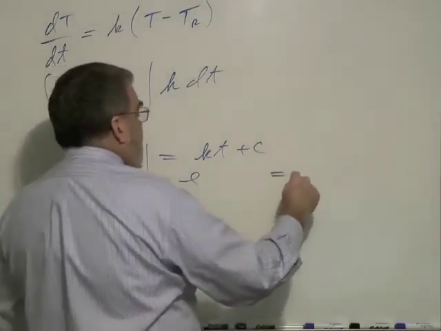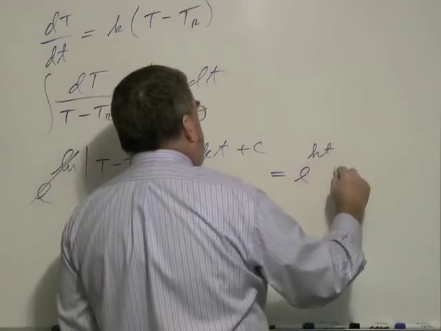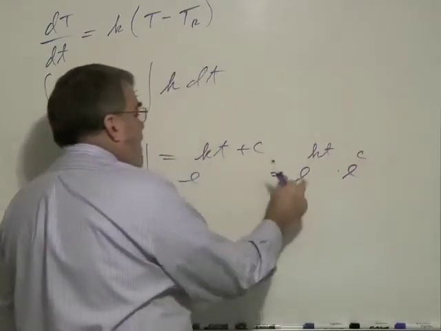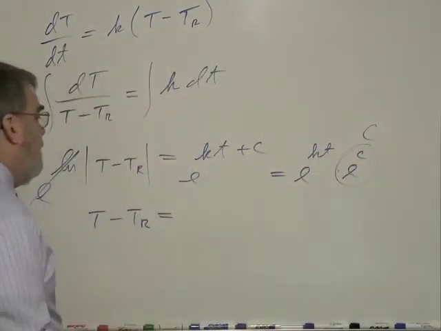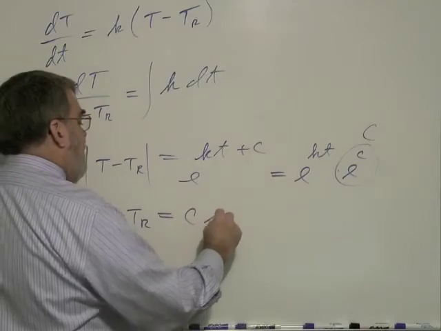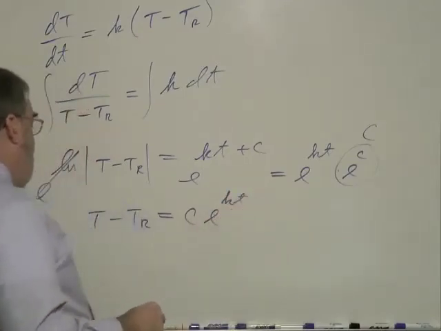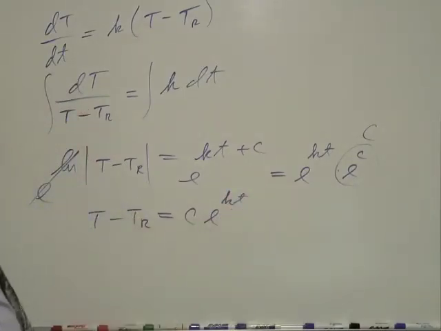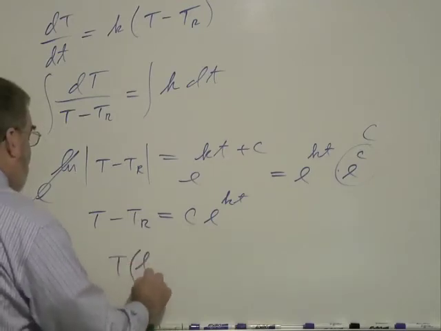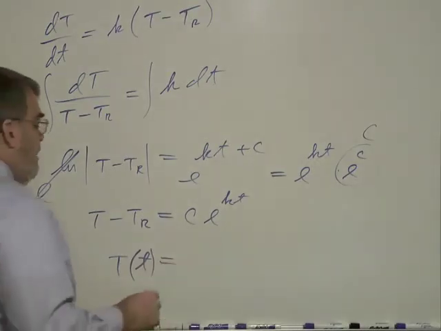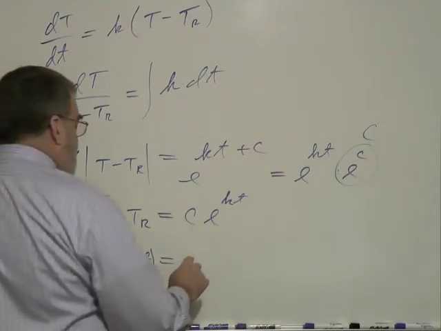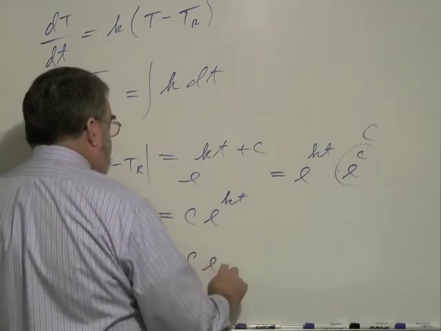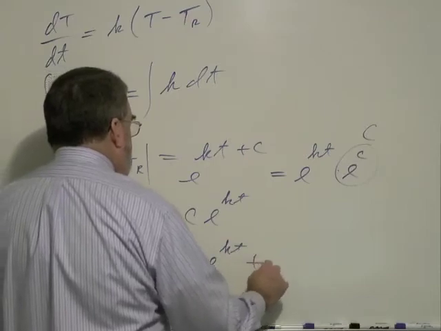And over here I'm going to do the usual thing. Look at this as e to the kt times e to the c, and then rename this as a constant. So I have a constant times e to the kt. And finally, if I add my other constant, the temperature of the room, over to the right side, I've got my basic function describing temperature at time t. So T, capital T, as a function of little t, will be c e to the kt plus TR.